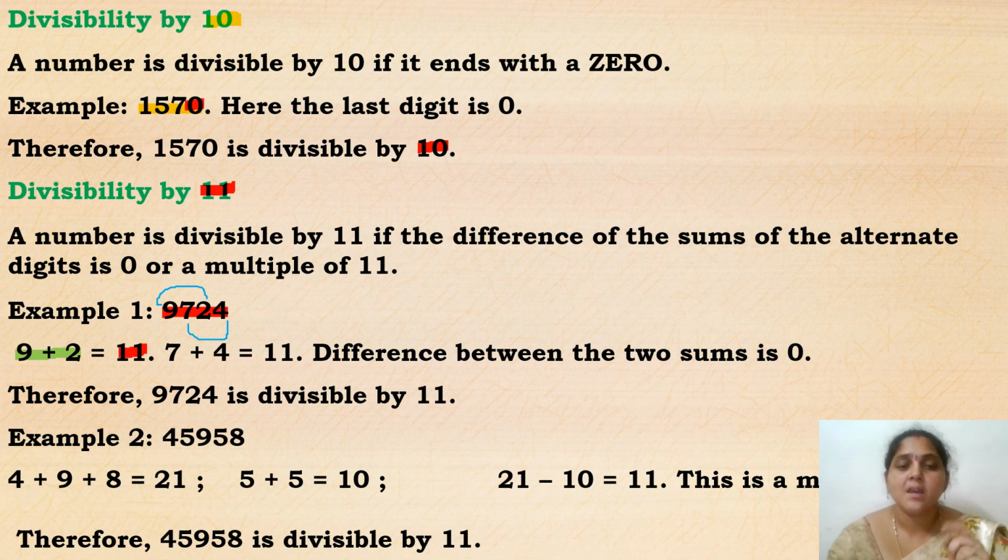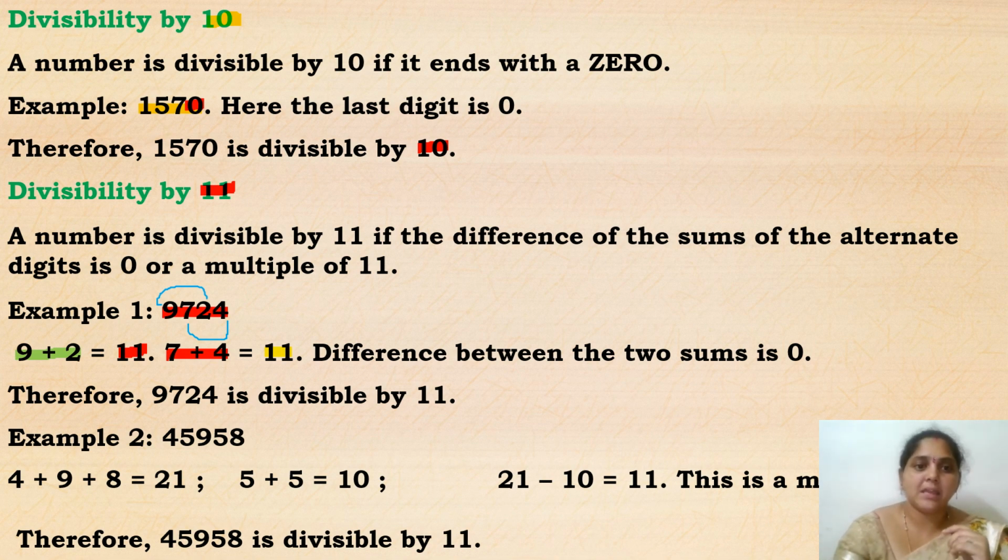In the same way, the next alternate numbers are 7 plus 4. So what will be my answer here? It is 11. Now I have to check the difference. Both the numbers are equal, 11 and 11. So 11 minus 11 is nothing but 0. So the given number is divisible by 11. I got difference 0, so it is divisible by 11.